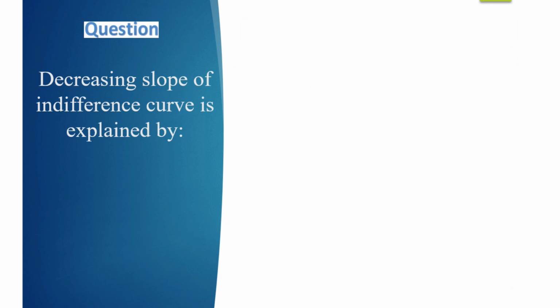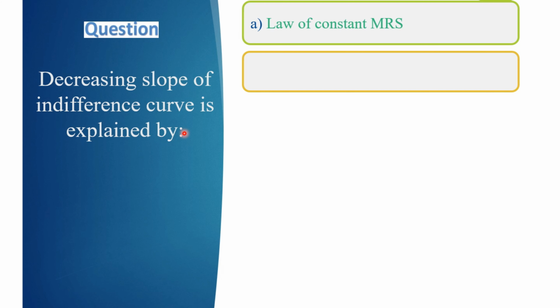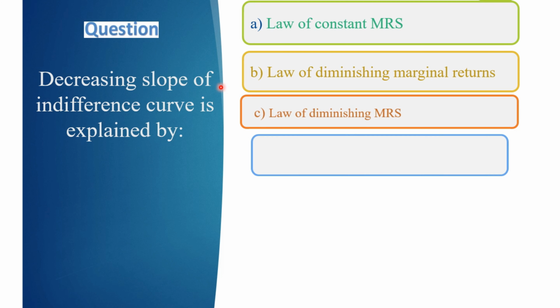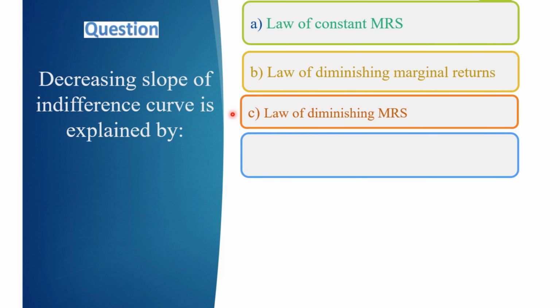Our next question is, decreasing slope of indifference curve is explained by what? Option 1, law of constant MRS, that is marginal rate of substitution. Option 2, law of diminishing marginal returns. Option 3, law of diminishing marginal substitutions. Or option D, law of demand. And the correct answer for this question is law of diminishing MRS.